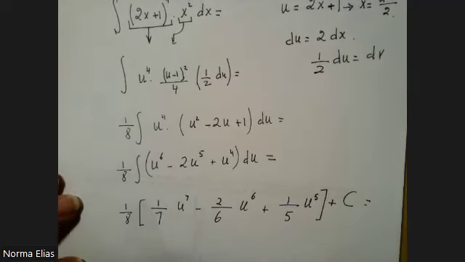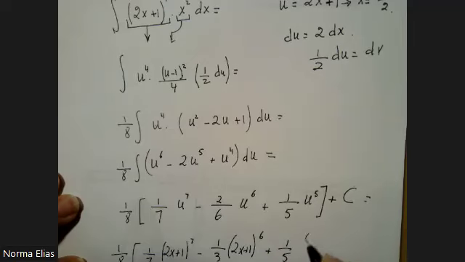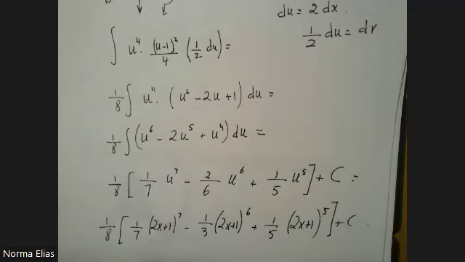And at the end of the game, we go back to our initial variable, which is x. One over 5, (2x plus 1) to the power 5. Yeah, it looks complicated, but it's not really very hard.